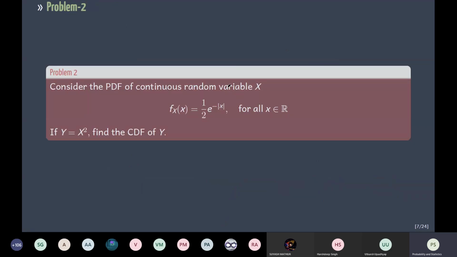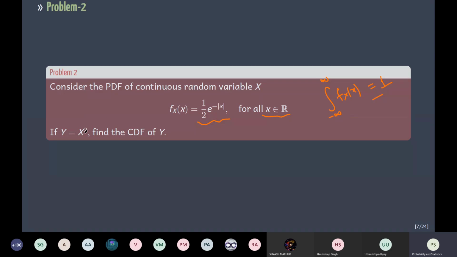Let us consider another PDF. This is the PDF of a random variable x, and it is defined over all of R. One thing to check is that the integral of f(x) from -infinity to infinity must turn out to be 1 for this to be a valid PDF, and it does turn out to be 1.